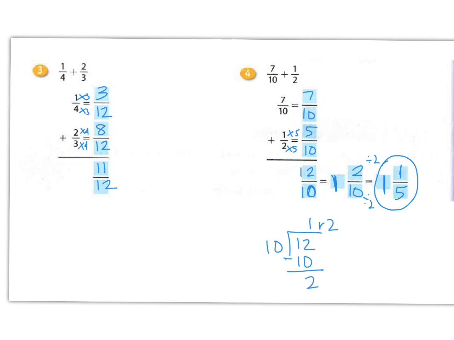Remember, with fractions, there is a lot of work you have to do to get to your final answer sometimes. But that's why you need to know those factors so that you can multiply and divide really quickly.